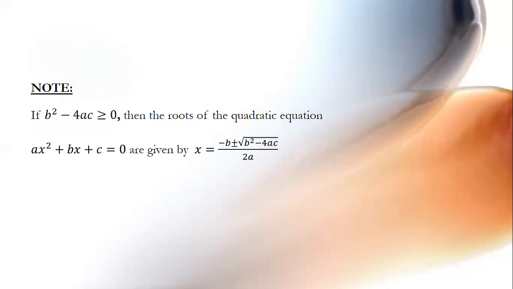If b square minus 4ac is greater than or equal to 0, then the roots of the quadratic equation are given by the formula. So it is essential that the term under the root, b square minus 4ac, is positive, because if it is negative, we won't be able to take the root, isn't it? So only for non-negative values do we have real roots. So we will consider b square minus 4ac greater than or equal to 0 only. Only then can we use this formula.